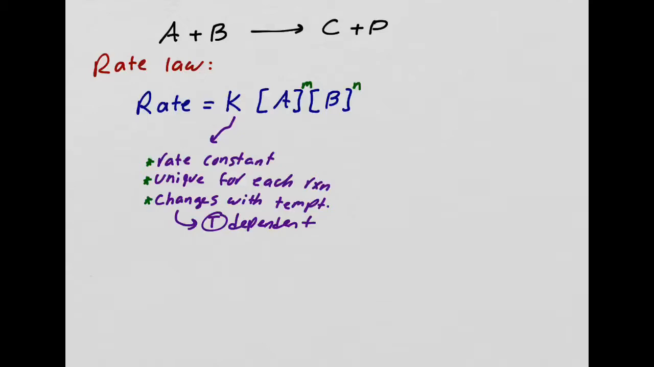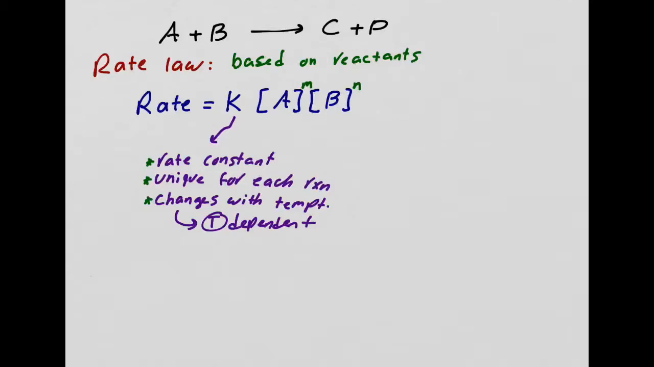Okay. Now, you know the brackets mean concentration of A and B. And one more time, we do the rate law based on the reactants. So we do rate law is what? I'm going to write it down. Based on reactants.